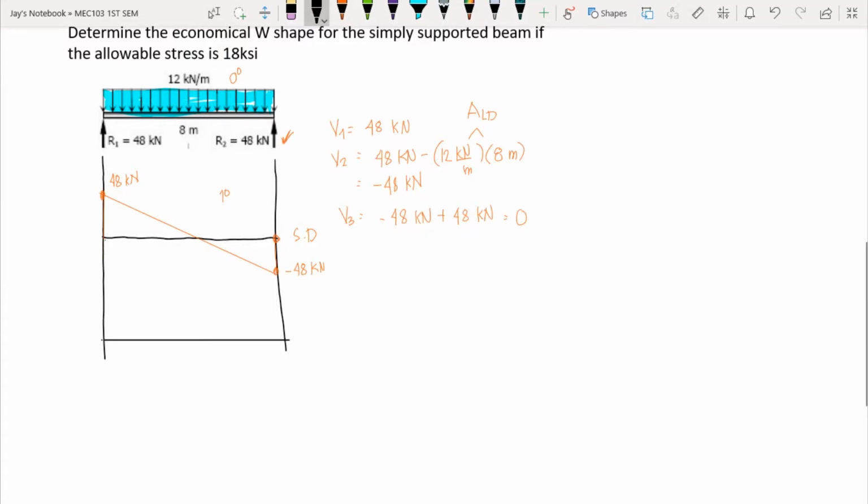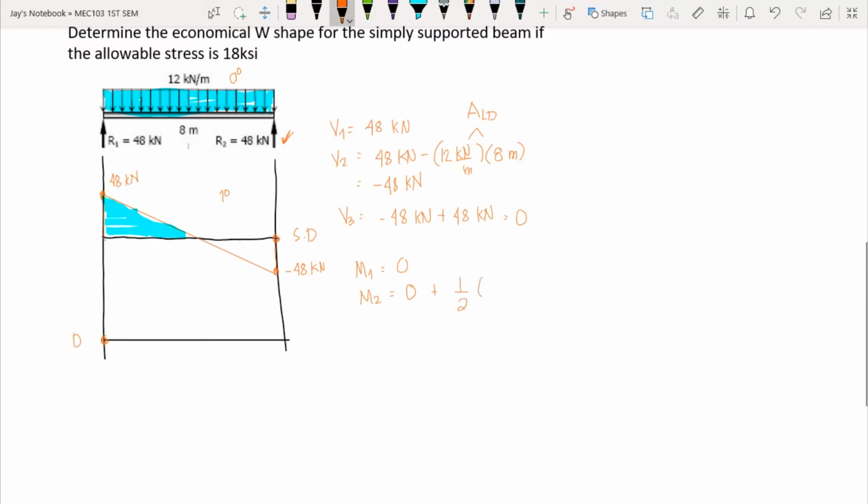Since our left support has only one reaction, and that is a concentrated load, our moment there is equal to 0. So we start with a 0 moment. Now take note, to compute for moment 2, we need to add the initial moment and the area of our shear diagram, correct? In this case, our shear diagram is this one. So we need to add the area of the triangle, since that is a triangular shape.